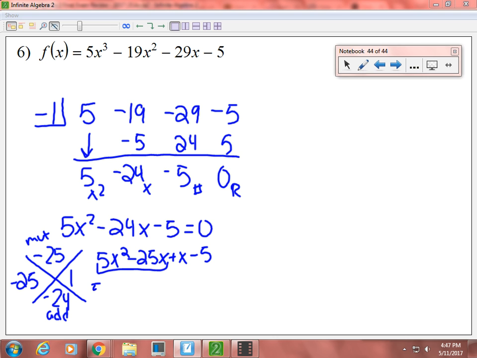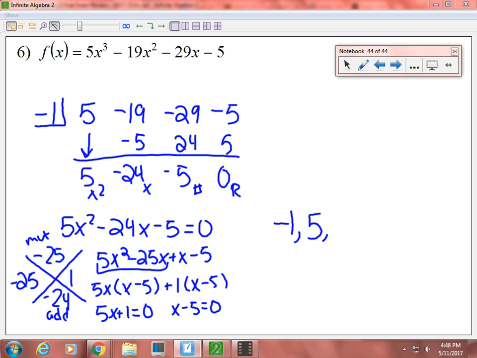Factor by grouping, I can take out a 5x. I'm left with x minus 5. And then take out a 1, and I still have x minus 5. So then I get 5x plus 1 equals 0, and x minus 5 equals 0. And when you solve both of those, you get the negative 1 from the original, you get 5, and you get negative 1/5. And you know that there has to be 3 answers to this because it is x to the 3rd.